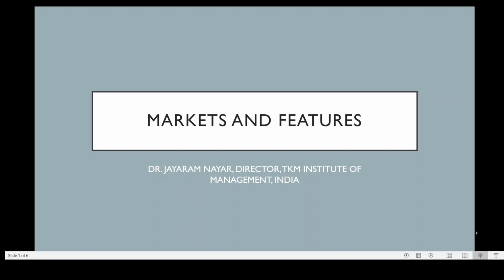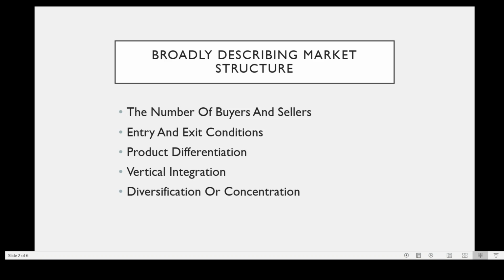Hello everyone. Today we look at markets and the characteristics of these markets. We have four main market structures that we have to understand. The first one, perfect competition. Number two, monopolistic competition. Number three, monopoly. And number four, oligopoly. Let's try to understand the various features that make up these markets.